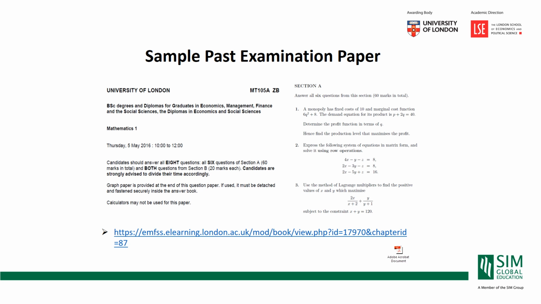The first paper is MT105A, Mathematics 1. In this paper, a student will be asked to answer all 8 questions: all 6 questions from section A, and all 2 questions from section B. Each of these section A questions will give the student 10 marks. As you can see, the questions are shorter, and they are basically testing students' basic understanding, basic knowledge, and basic application.